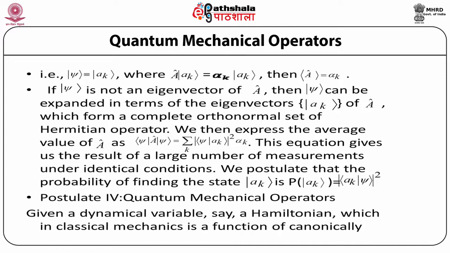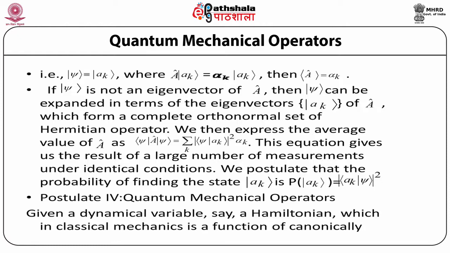We then express the average value of operator A, that is the expectation value of operator A, as bra vector psi operator A ket vector psi, equal to summation over k of the square of the modulus of bra vector psi ket vector ak into the eigenvalue alpha k. This equation gives us the result of a large number of measurements under identical conditions.